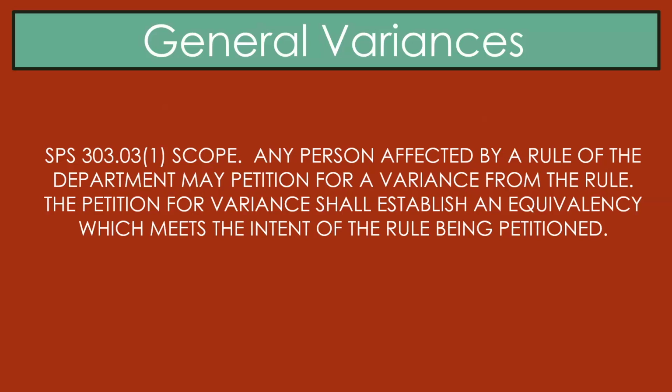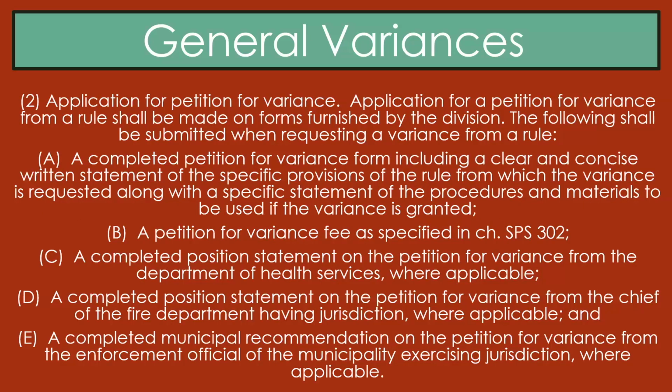So in general, the scope of variances: who can apply? Any person affected by a rule of the department can petition for a variance from the rule. That petition for variance shall establish an equivalency when it comes to meeting the intent. So anyone can apply if they are affected by the rule. Typically for POWTS, we're going to see this done by the homeowner, and I'll show you on the application where that is. There are a lot of things that go along with petitions for variance, and a lot of rules, but honestly, 303 is a pretty short chapter, so I thought we would go through some of the high points of it.